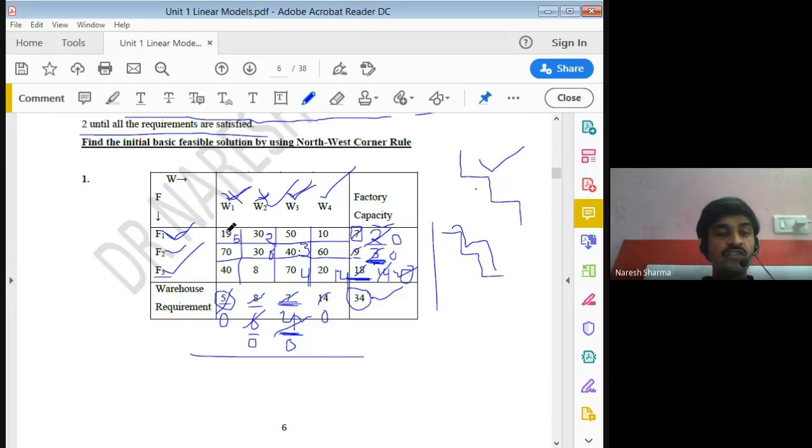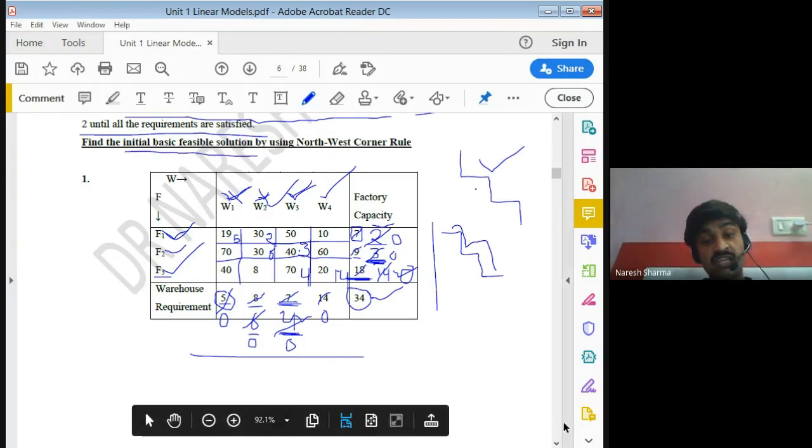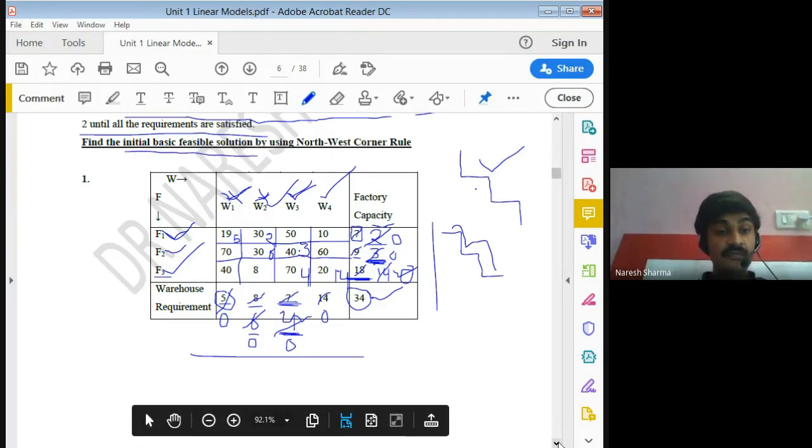You know that it is the cost into the number of units, that means 19 into 5, 30 into 2, 30 into 6, 40 into 3, 70 into 4, 20 into 14. So this is the cost, and that is your initial basic feasible solution. That is your feasible basic solution.